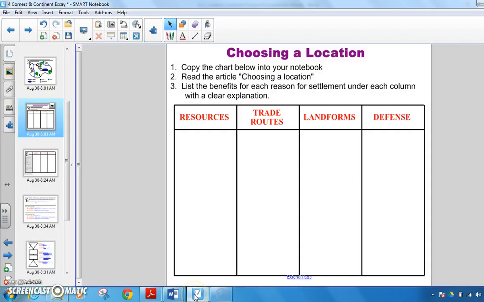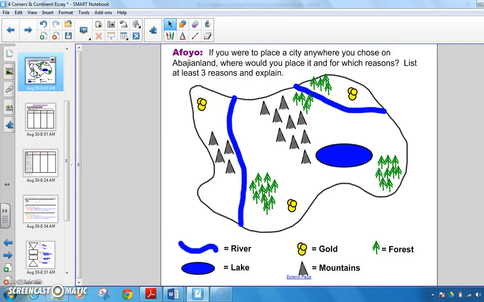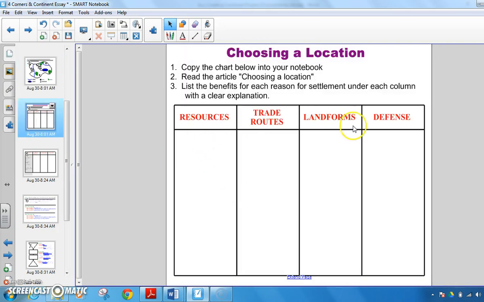So today in class, you got the opportunity to first do a FOIO that you talked through with your partners, where I asked you to place cities wherever you thought would be the best location for them and why. And we followed that by reading an article talking about the 4 reasons why people place their cities where they do: resources, trade routes, landforms, and defense.